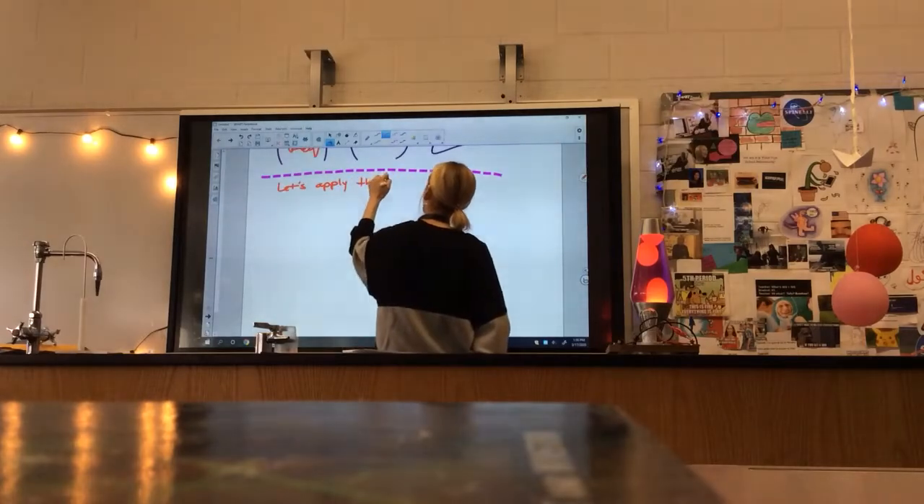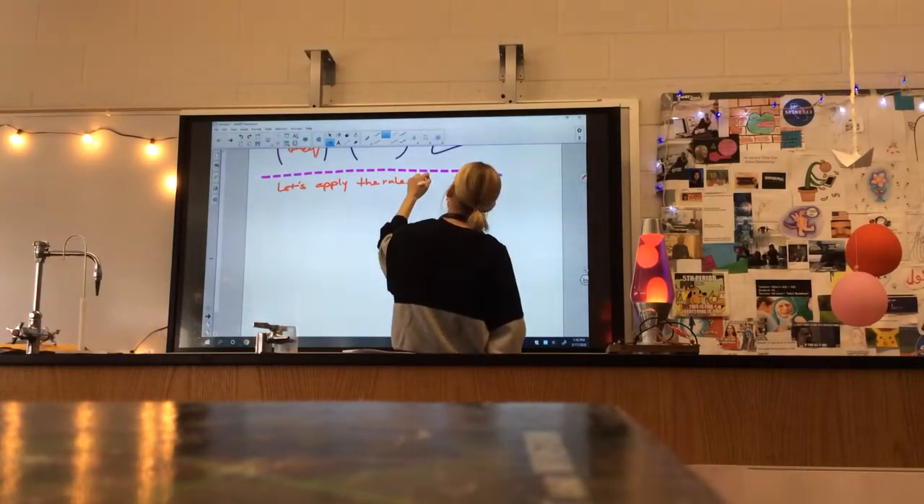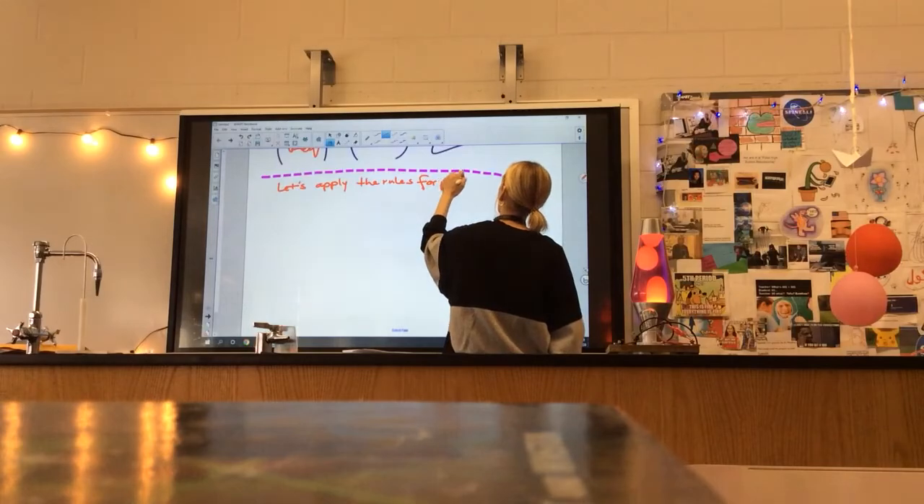The rules for parallel circuits to solving one.